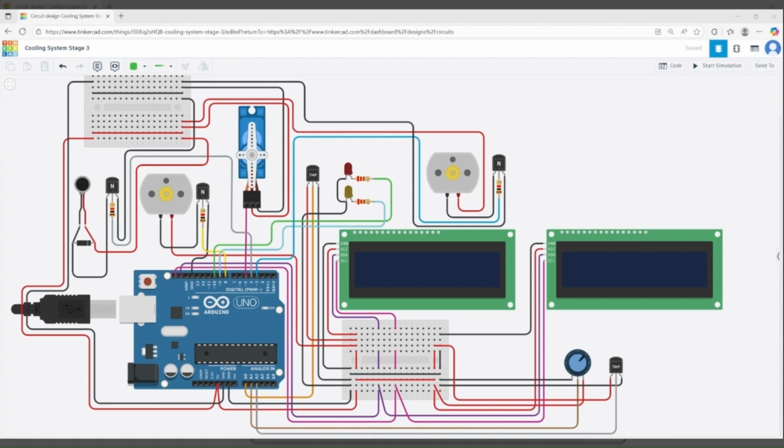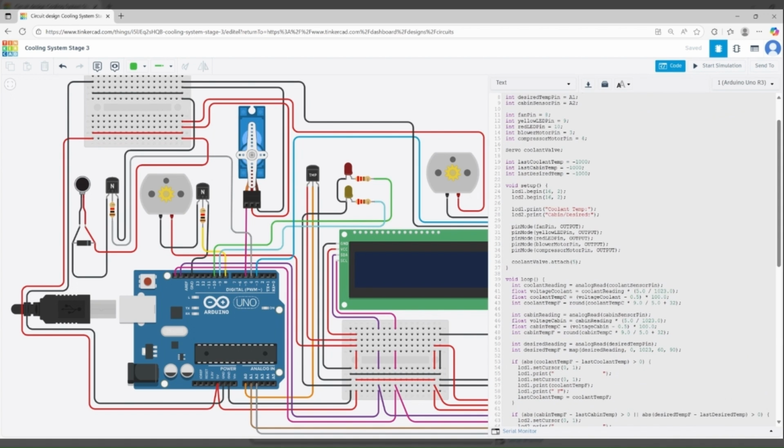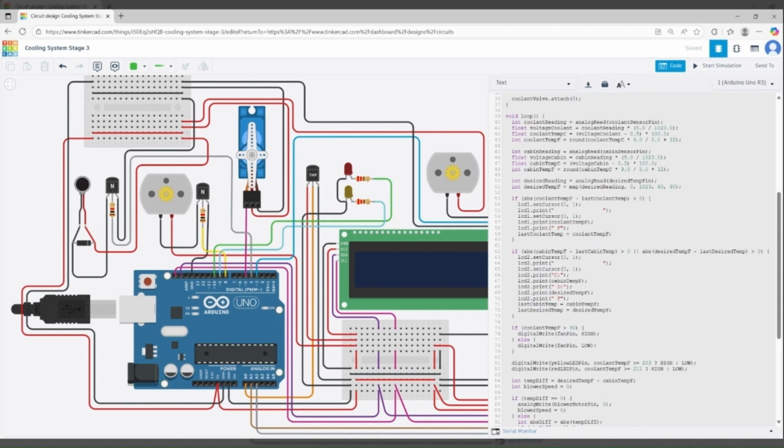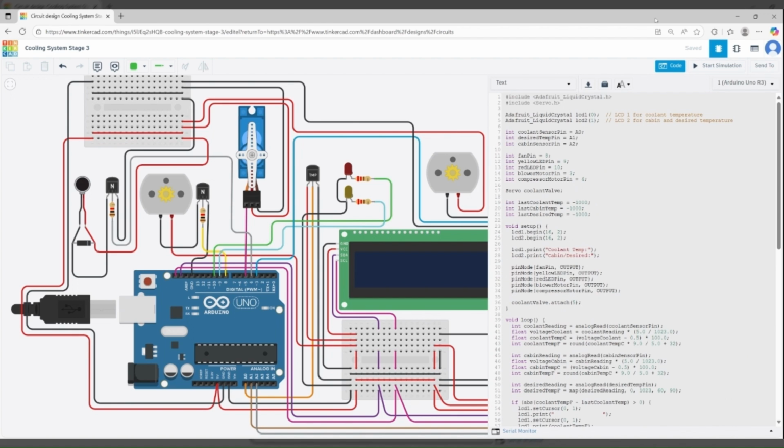All right, let's take a look at the code. The code reads both cabin temperature and the desired temperature setting, calculates the difference, and adjusts the blower motor speed, coolant cutoff valve position, and the AC compressor signal accordingly.